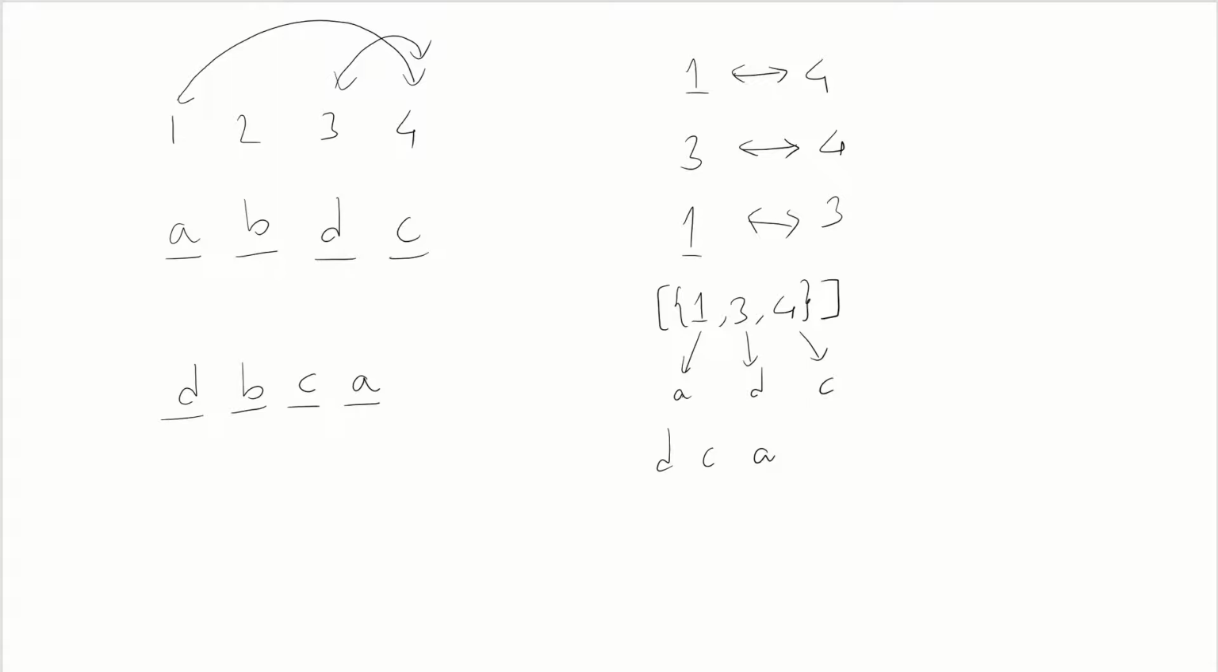So if we want to put them as much to the front as possible, in this order we have 1, 3, 4. So now the character at 2 will stay the same, but now at 1 we will put D instead, which is the largest. And then at index 3 we will put the second largest, which is C, and at the end we'll put the smallest, A. So that's how we get DBCA.